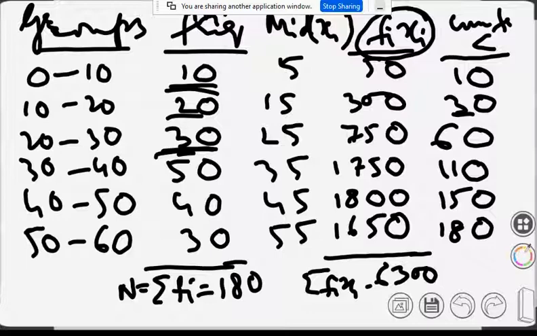So we have already done the table. Now we'll use the formula for mean, median and mode to calculate.